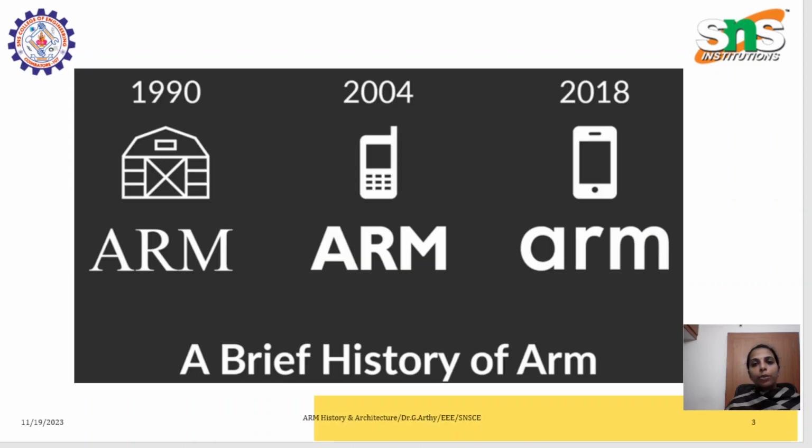So in today's video, we are going to discuss the processor that is being used by the devices which I have mentioned in the previous slide. The most commonly used architecture is the ARM architecture. So these are the different versions of ARM architecture. In 1990, this is how the logo of ARM was, and the last one is how it is now.